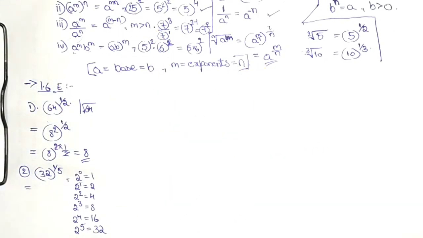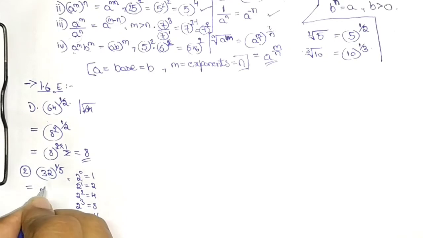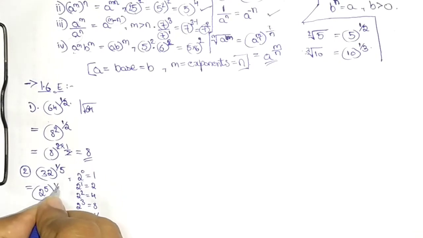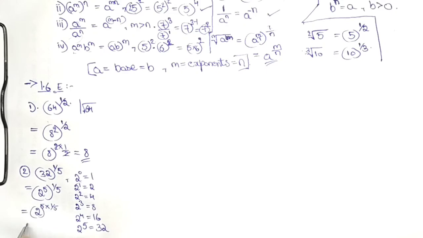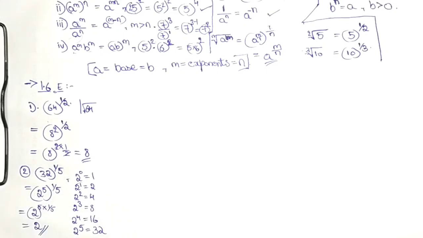2 power 5 in the sense multiplying 2 for 5 times. Now we know 2 power 5 is 32. We can write this as 2 power 5 whole power 1 by 5, and using a power m whole power n, that's going to be 2 power 5 into 1 by 5. That's going to be 2. This is your second question.